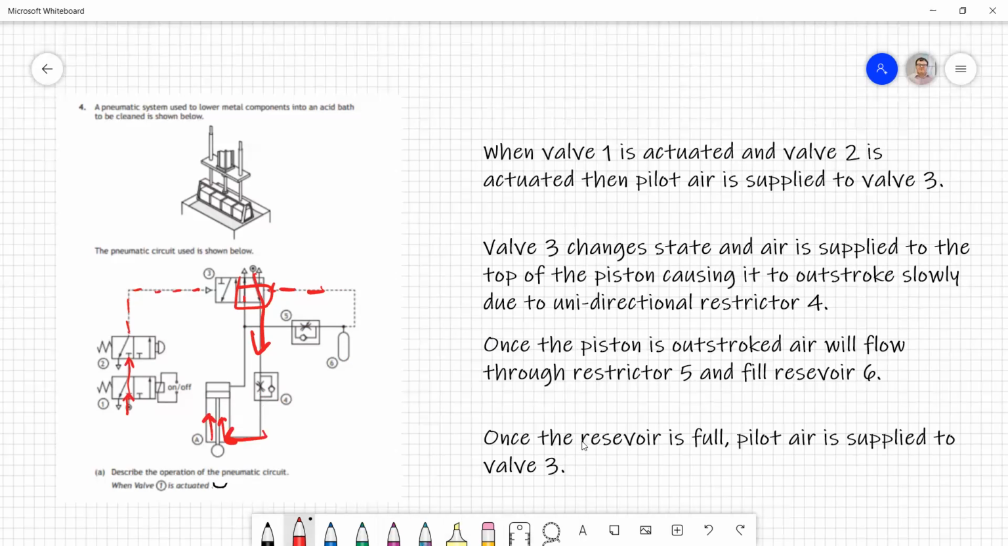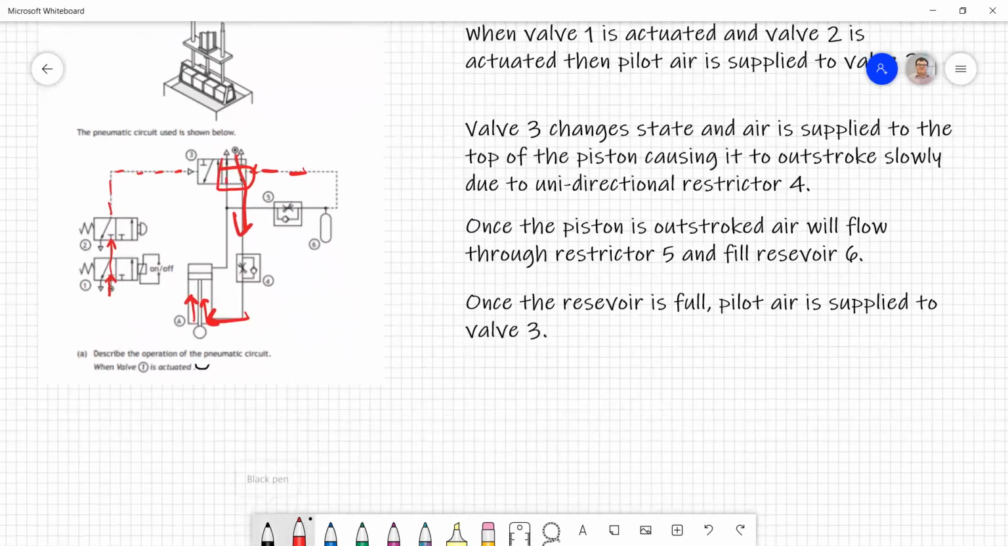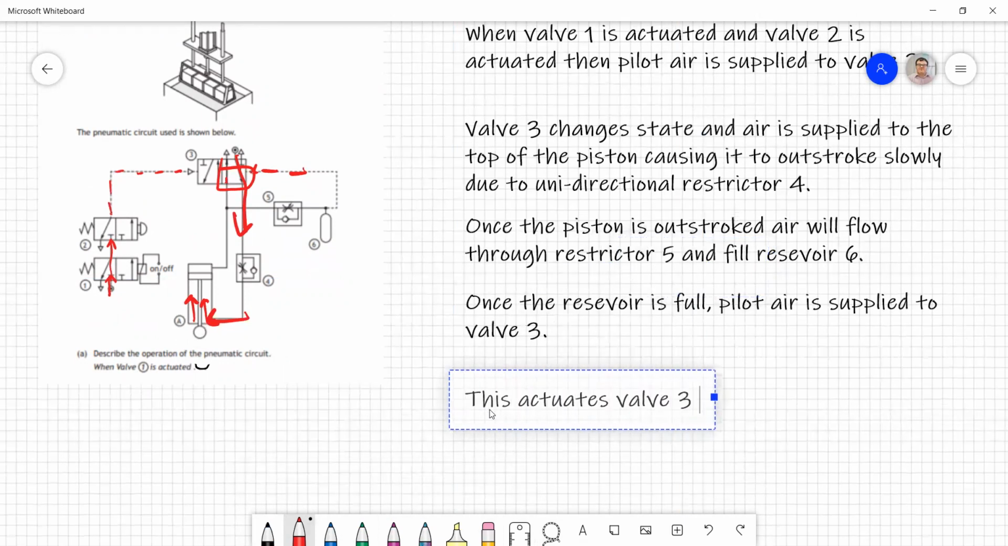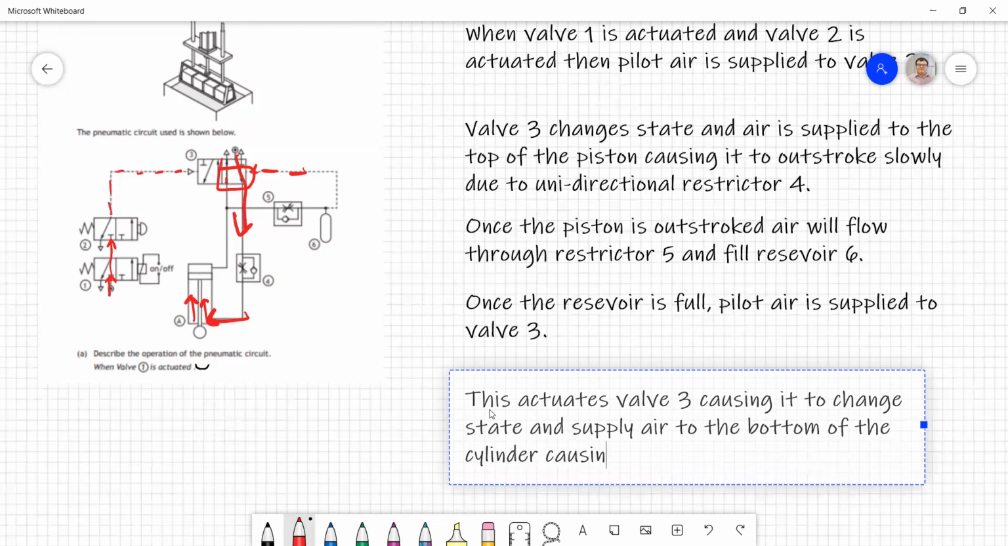So let's write this up to conclude our question. Actuates valve 3, causing it to change state, supply air to the bottom of the cylinder, causing the instroke.